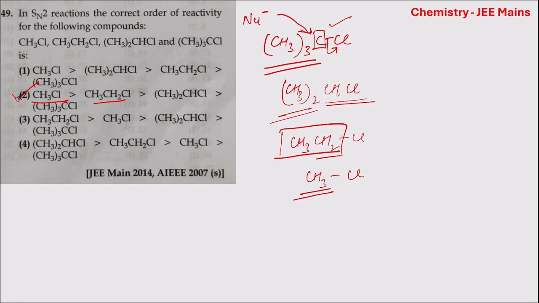Ethyl is more reactive than this compound, and the least reactive is (CH3)3CCl, because the steric hindrance is highest in case of this compound, and the SN2 mechanism is inversely proportional to steric hindrance. Greater the steric hindrance, lesser is the reactivity of the alkyl halide towards SN2 reaction.